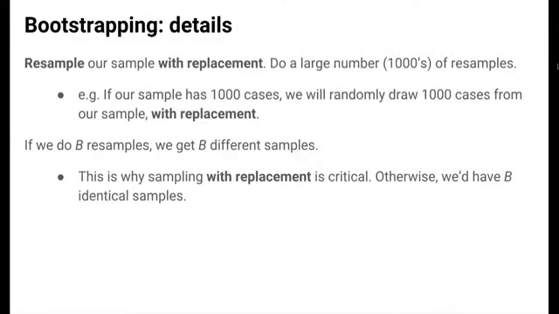How does bootstrapping work? Well, in bootstrapping, the idea is to resample our sample with replacement. We want to do a large number, in the thousands, of these resamples. So for example, if our training set, or sample, has 1,000 cases, we'll randomly draw 1,000 cases from our training set with replacement. So if we do B of these resamples, we'll get B different samples. This is why sampling with replacement is absolutely critical. If we did sampling without replacement, we'd get B identical samples because we're drawing the same cases every single time.